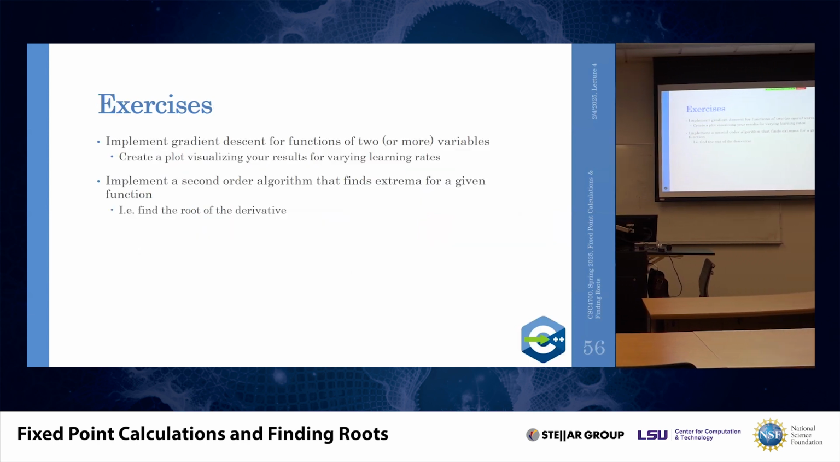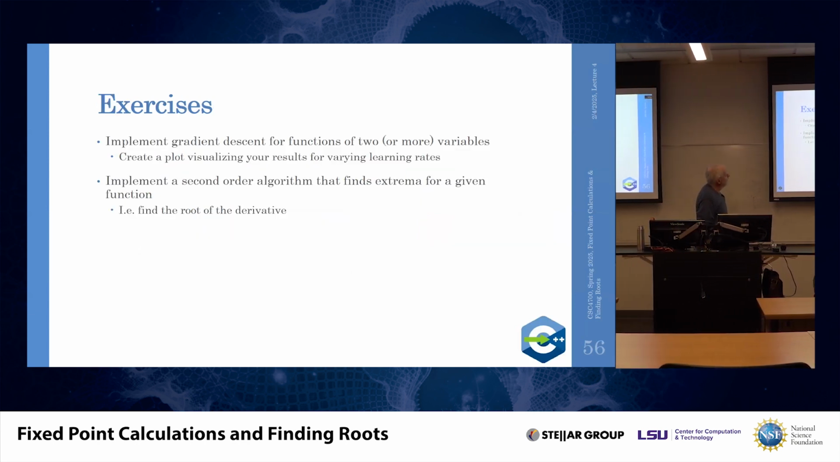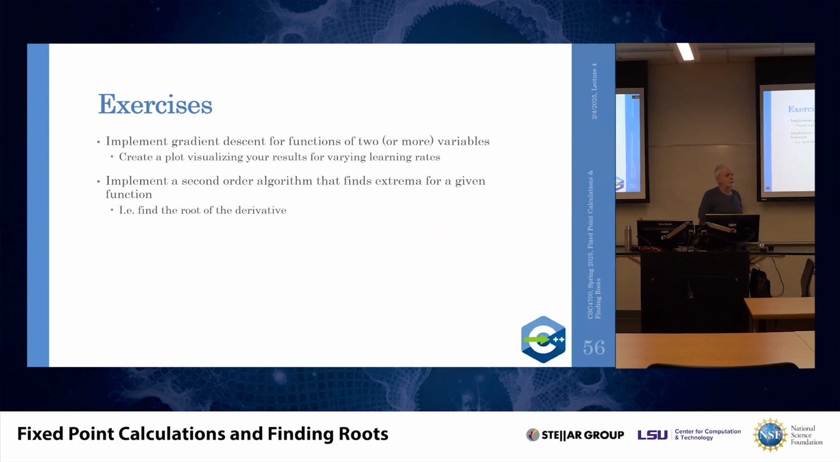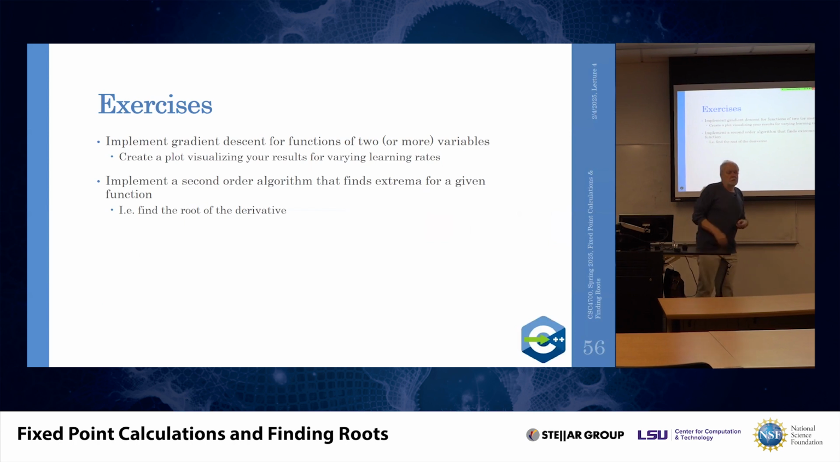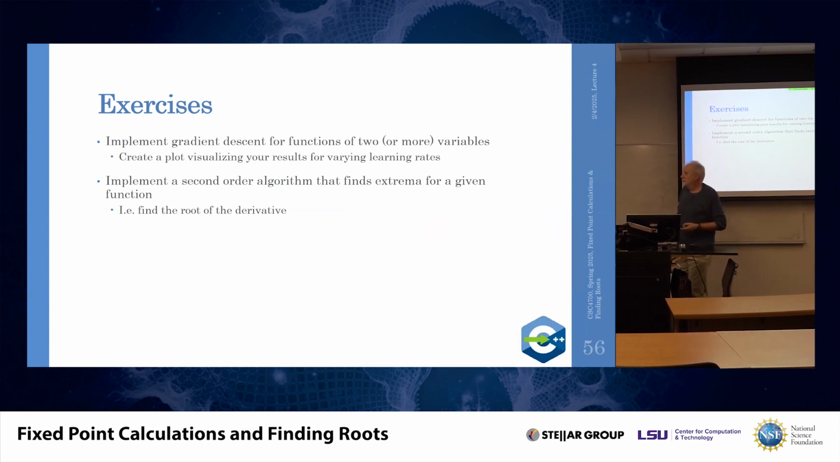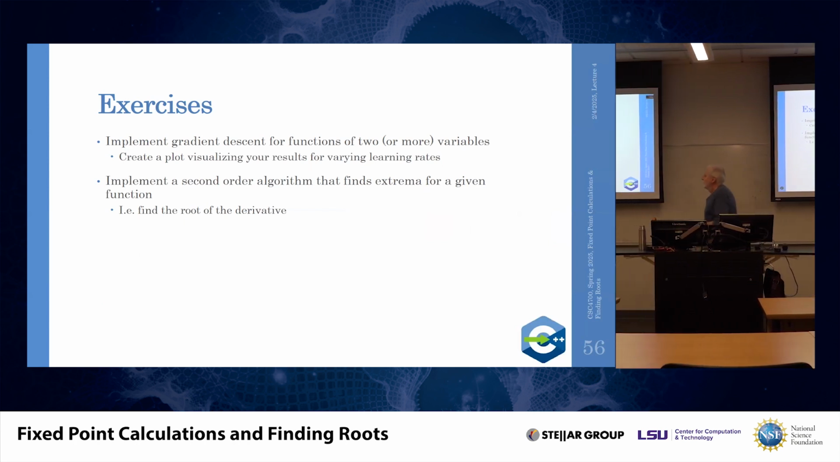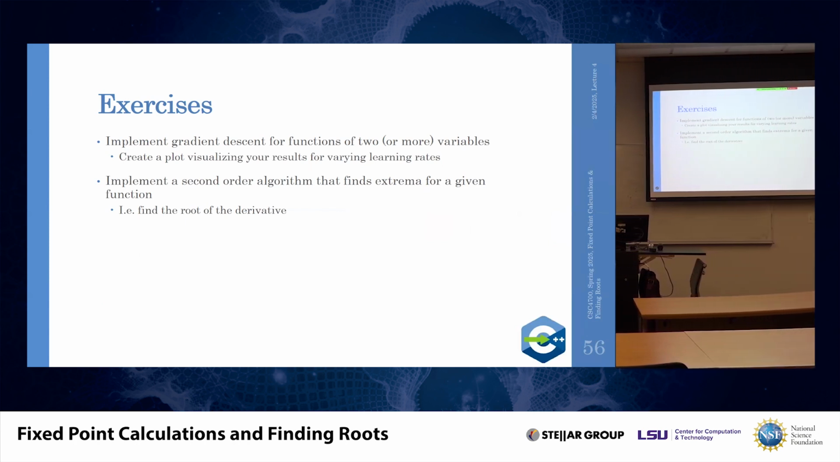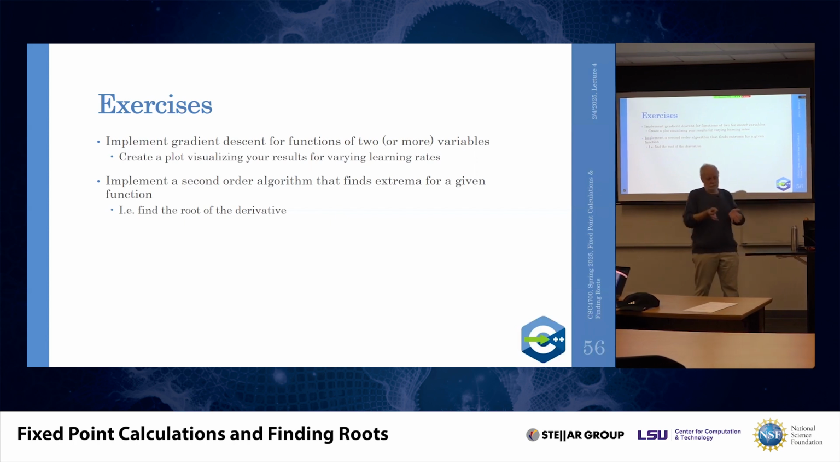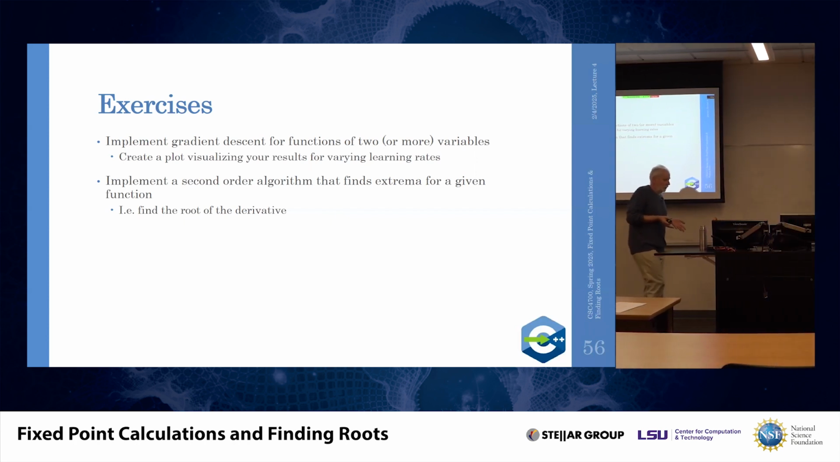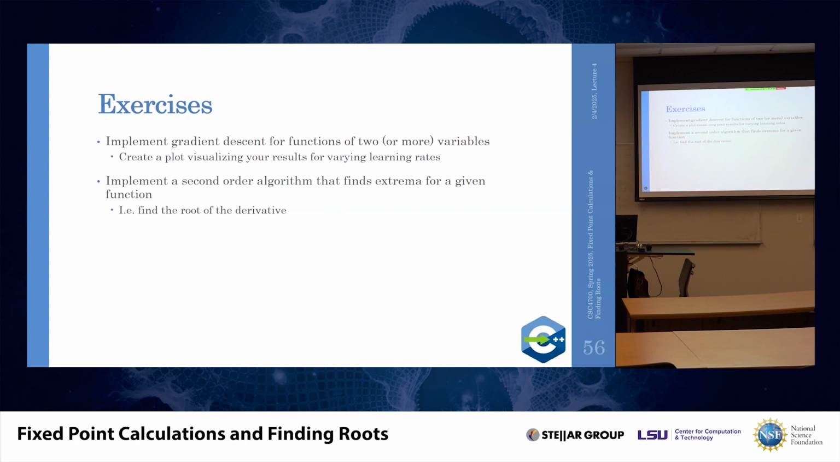Another exercise. Implement the gradient descent for functions of 2 or more variables and use the fixed point algorithm for that. Should be straightforward. All the tools we have at our hands. And create a plot visualizing your results for varying learning rates. Use that function of 2 arguments I gave you. If you want to play with that, fine.